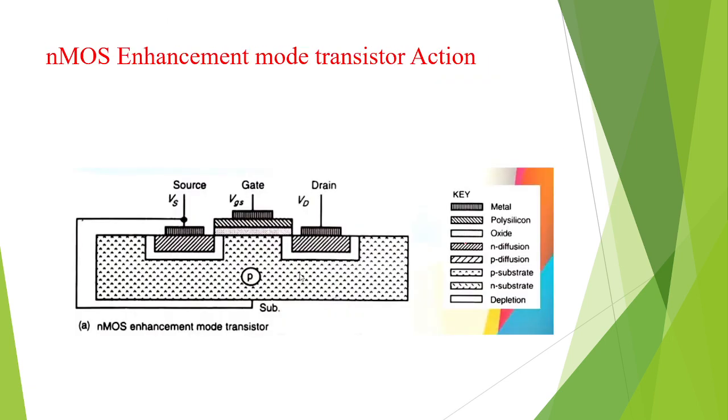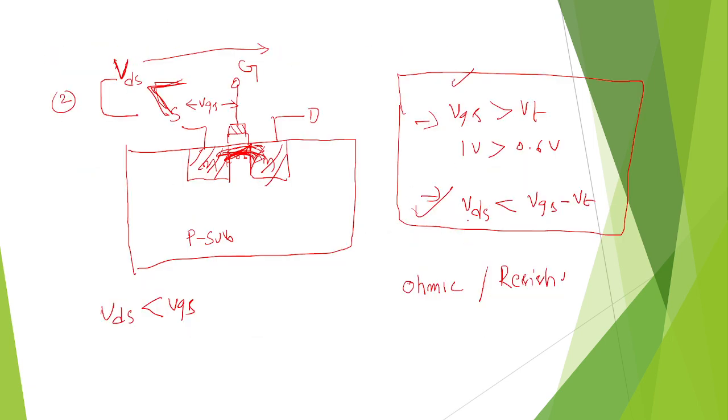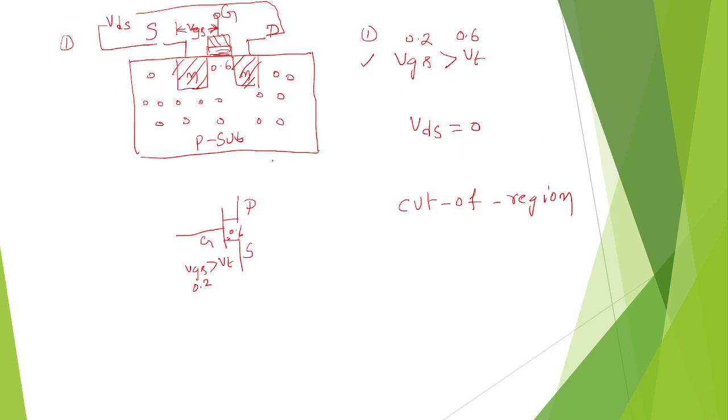And in the second case, it is just active because of insufficient VDS. The current will not flow at maximum, but the channel is formed between source and drain. In the first case, it will not go because we are not applying any VDS, and the channel is also not there because both are not sufficient. VGS is not sufficient and VDS is also not sufficient. So these are the three regions for the NMOS enhancement mode transistor action.